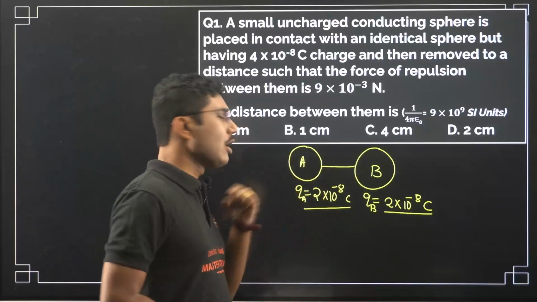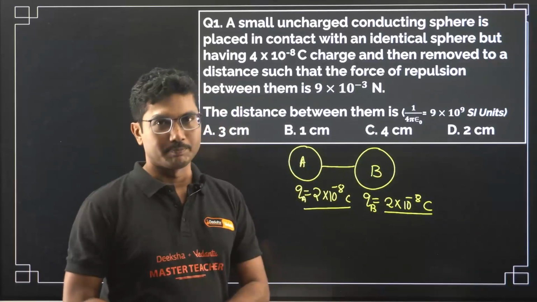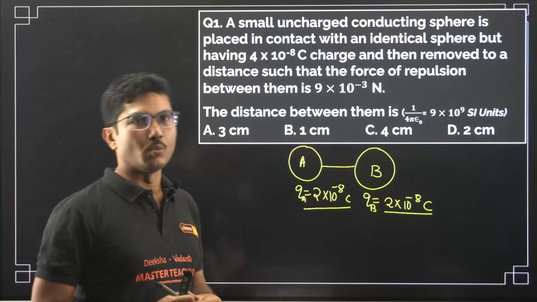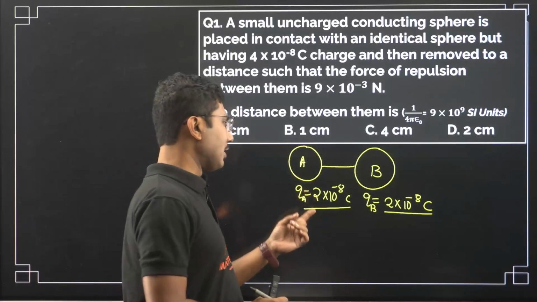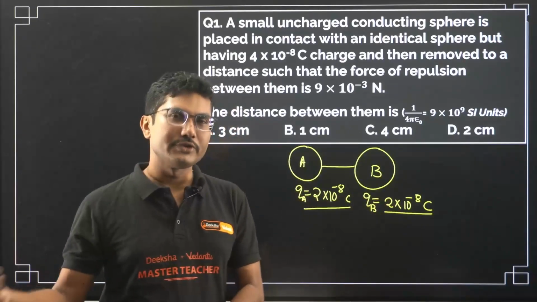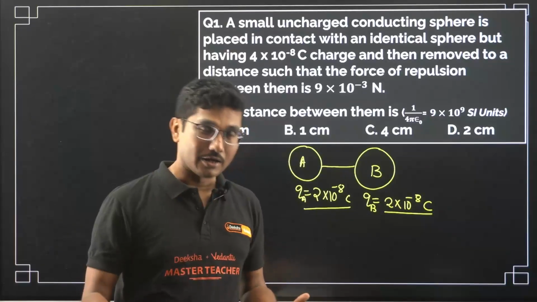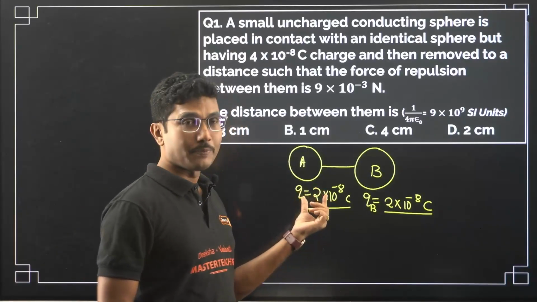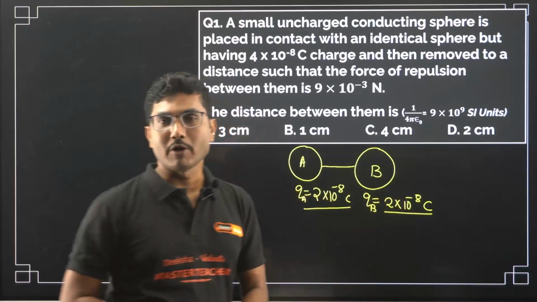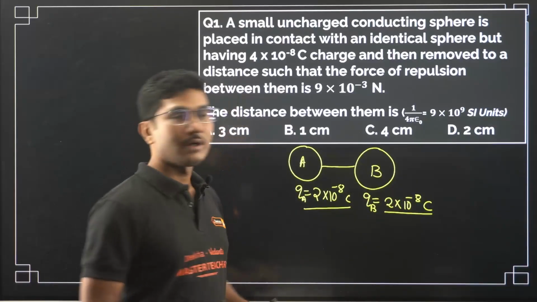say it had 1 coulomb, it had 3 coulomb. So in that case you have to add them and then divide by 2. Clear? Because it was 0, it was easier for us. So 0 and 4 means half of 0 plus 4 is 2. So 2 into 10 to the power of minus 8 will be transferred to A, and 2 into 10 to the power of minus 8 will remain in B.